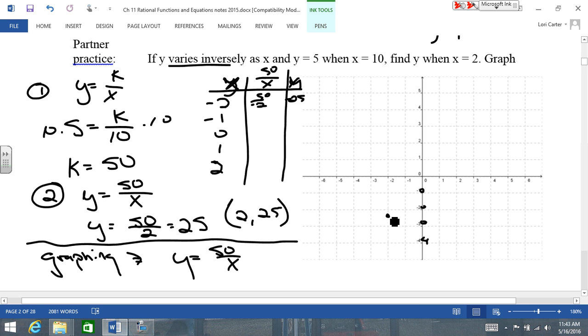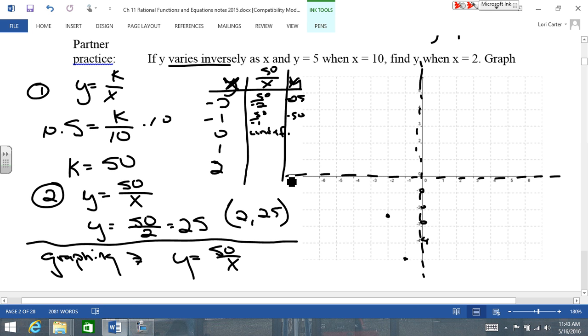What's negative 1? 50 over negative 1 is negative 50. So negative 1 is negative 50. What's 0? Undefined. So what is that? The asymptote. So it's going to approach here and not touch. What's going to happen across the other way, what's my asymptote going to be? It's going to be on the x-axis. So can I draw this in?